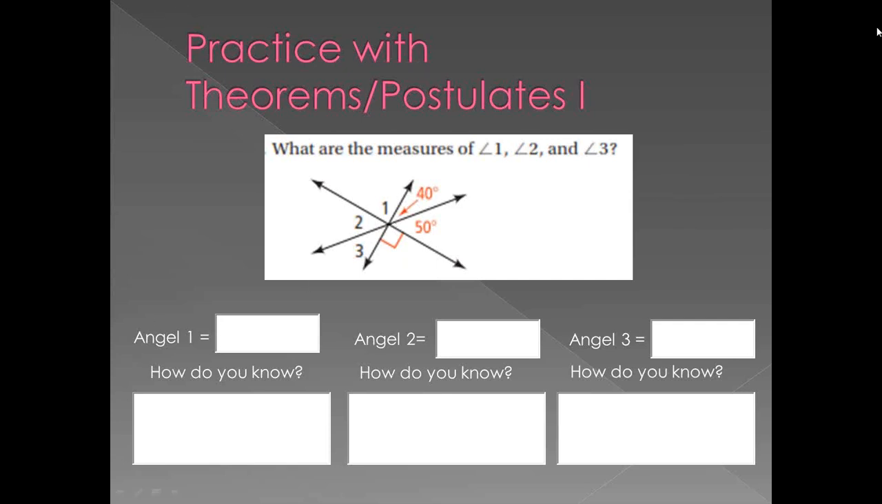But now we're going to do some review with the theorems and postulates. So using our theorems, we can find 1, 2, and 3. So let's start with angle 1. What do you think angle 1 is equal to?